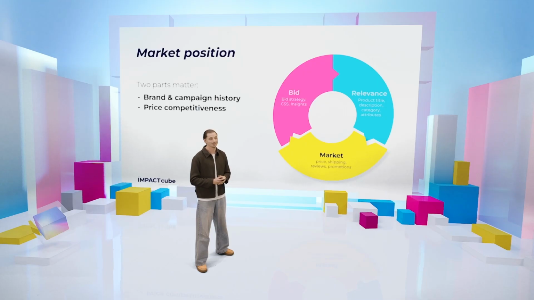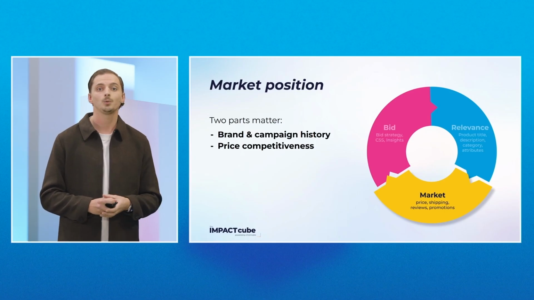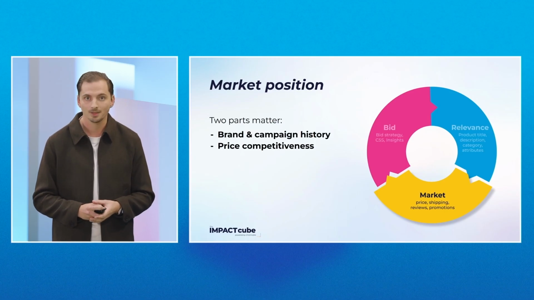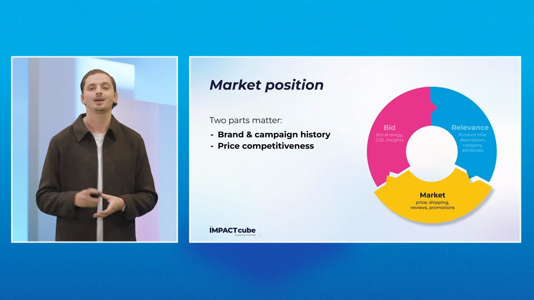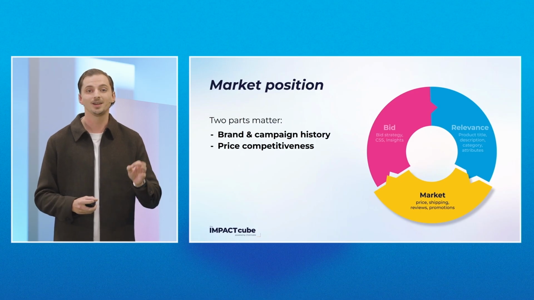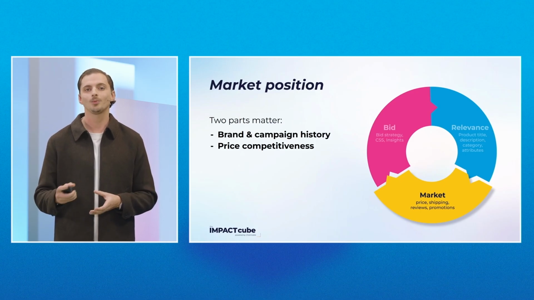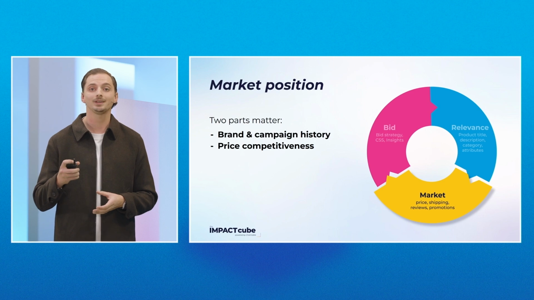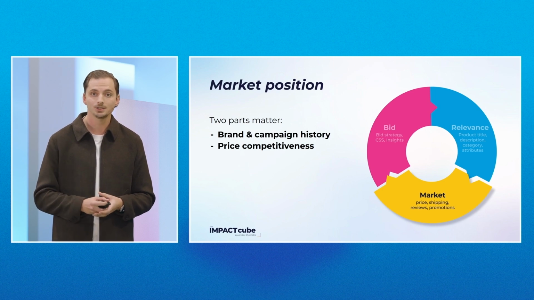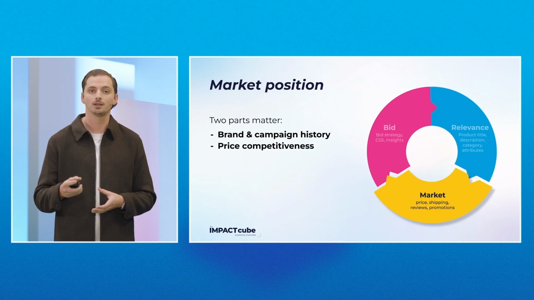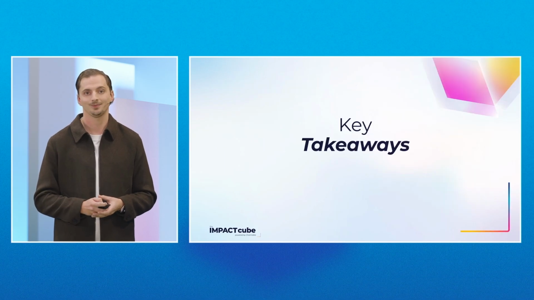Thirdly, we have market. Two parts matter for your market position: brand and campaign history, which is more of a long-term factor that builds authority, and price competitiveness, an immediate lever. Small price differences can significantly shift your visibility. Monitor competitors' prices and adjust bids on competitively priced products.